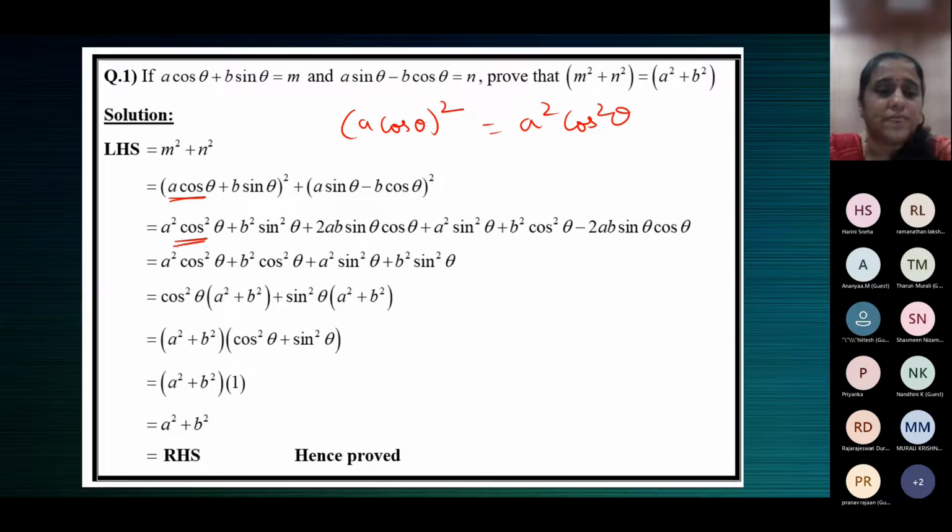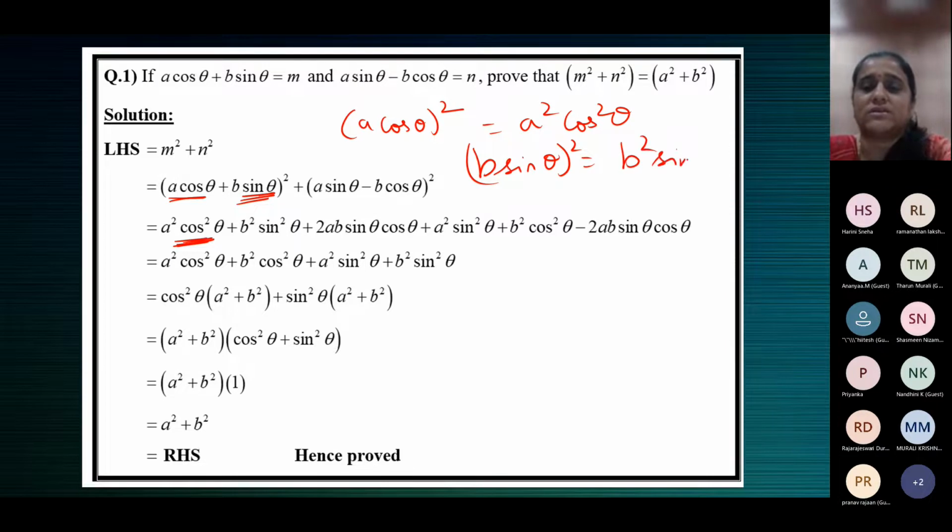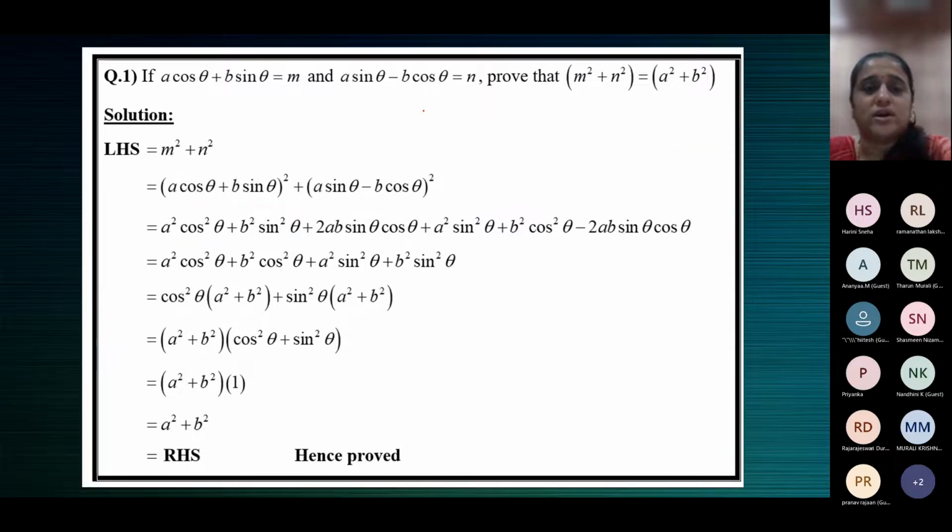You can see it here, A square cos square theta. Then you'll have to square this one. What is it? B sine theta, the whole square, which is B square sine square theta. So X plus Y the whole square is X square plus Y square plus 2XY. 2 into X into Y. This is X, this is Y.